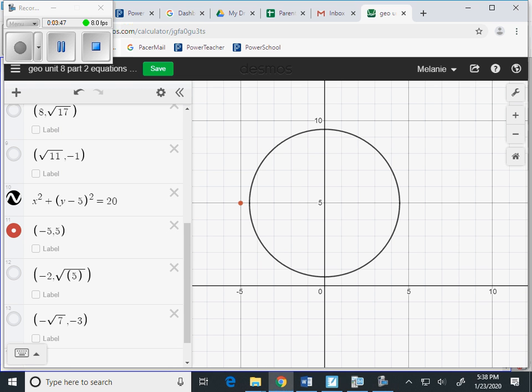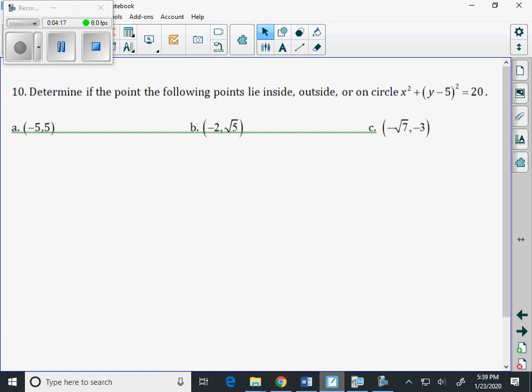Next one is going to be inside the circle. And then our third one, negative square root of 7, comma, negative 3, is going to be a green point, and it is also outside of the circle. So this one, outside, inside, outside, and we'll go back to our smartboard file and we'll fill those in.